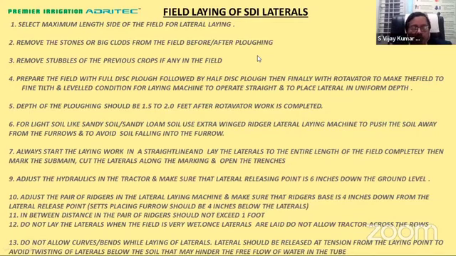Adjust the hydraulics and the tractor so that the lateral release point is minimum 6 inches or 5 inches or the desired depth of the active root zone, and see that the lateral is laid down. Adjust the ridges so that the base is at least 4 inches down from the lateral, and in between the distance, the ridges should not exceed 1 foot.